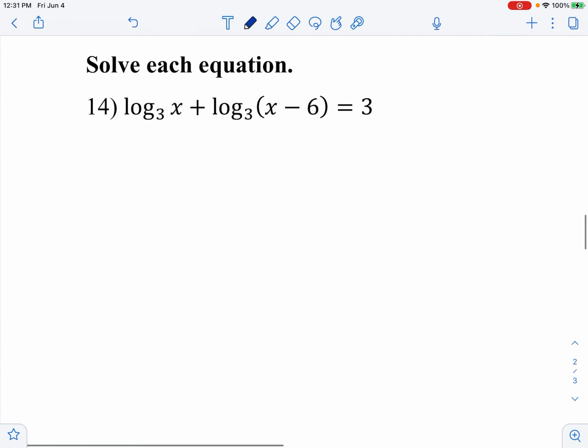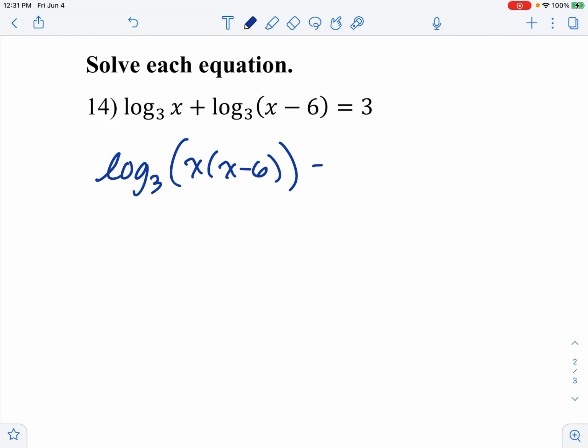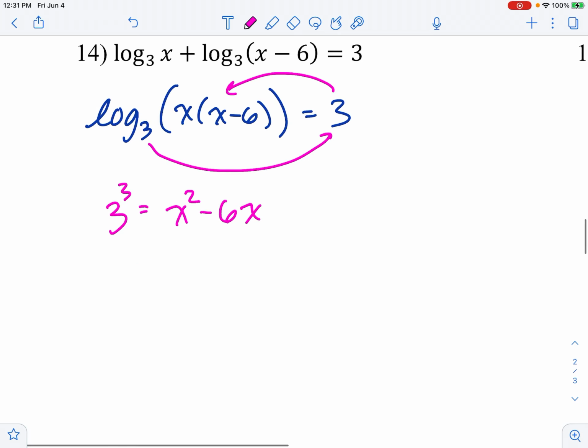Number 14 here. I want to solve for x. So the first thing I'm going to do is combine my two logarithms. This is a question we could not have done before. The log base 3 of, and I'm going to combine my x and my x minus 6 by multiplying them together, is equal to 3. Now that I have this combined, now I can read off my exponent like before. 3 cubed equals, and I'll just multiply out while I do it. That means that I have 0 equals x squared minus 6x minus 27.